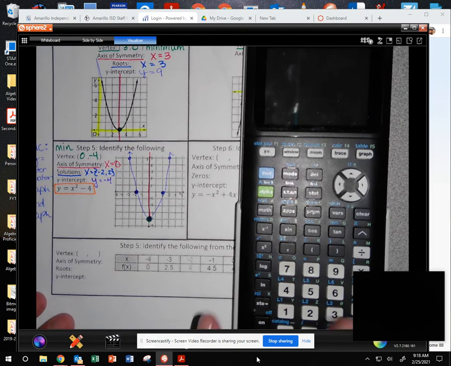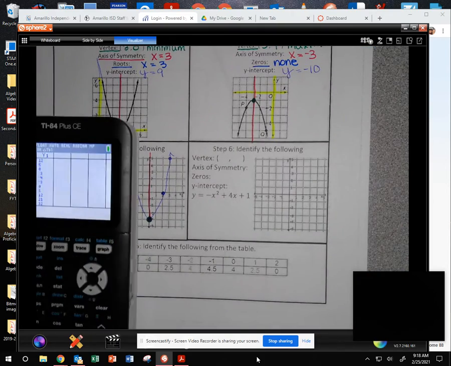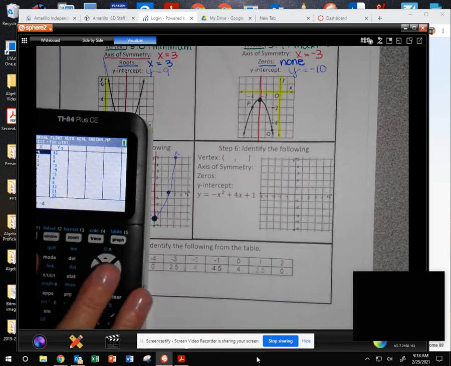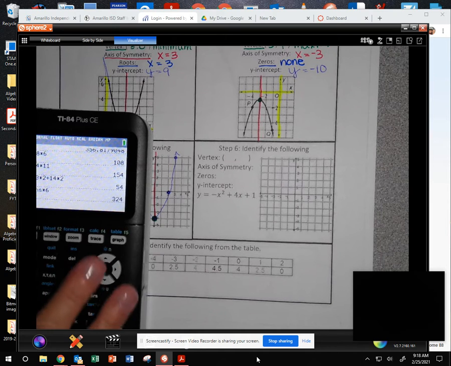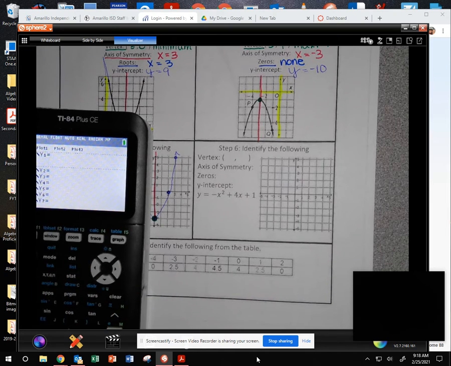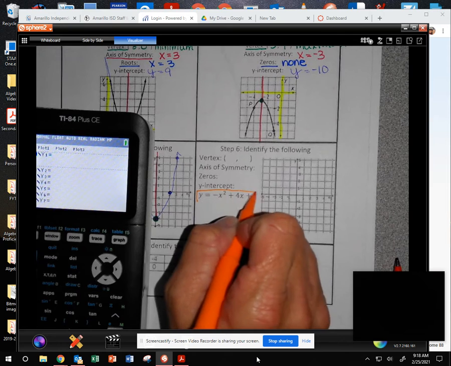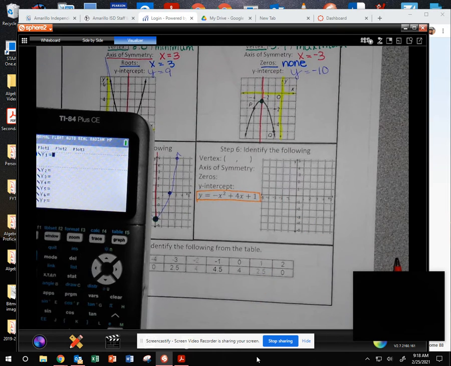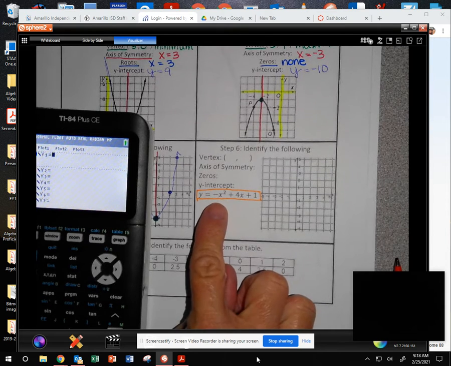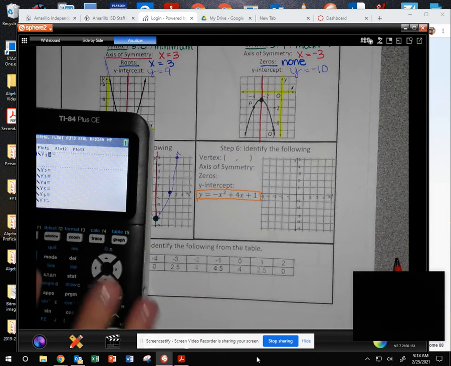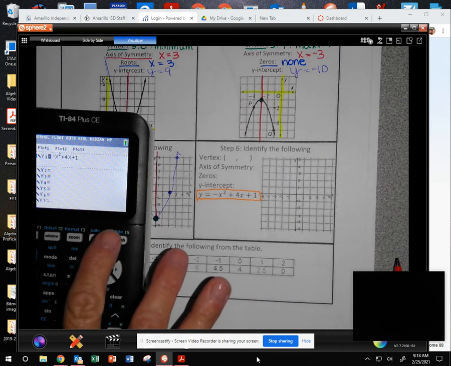All right, let's try step 6. So I'm going to get out of here by second quit and go back to y equals and clear this out. And this is my equation right here. So let's go ahead and enter our equation. I have -x² plus 4x plus 1. I want to go ahead and graph it.